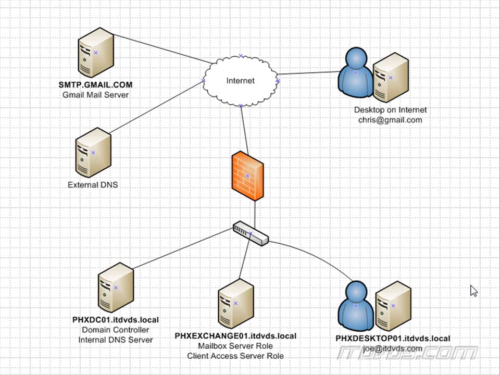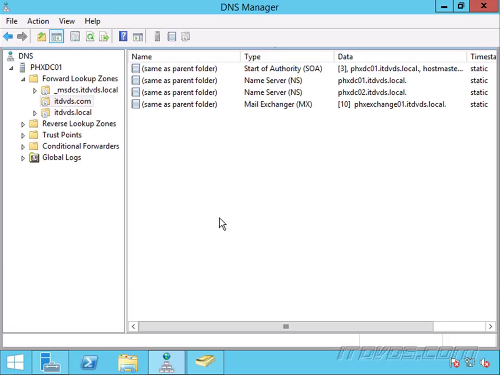Another tricky part about this is we may be using a domain name that's not accessible on the internet, like .local. So my internal Active Directory domain is itdvds.local. Well, as we've seen, if we go back and look at phxdc01 in our itdvds.com zone, our mail exchanger for itdvds.com is phxexchange.itdvds.local. Well, I can't create that same record on our external DNS server because it can't resolve phxexchange01.itdvds.local, because .local is a domain that you can only use internally.